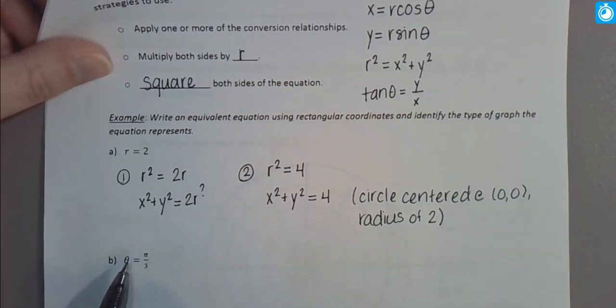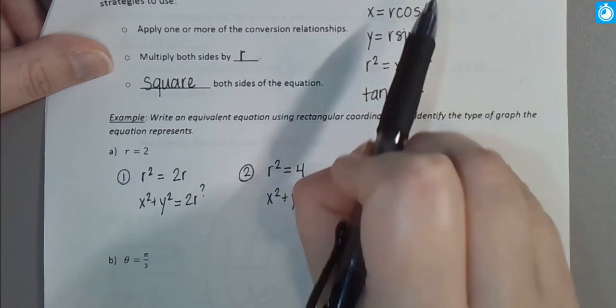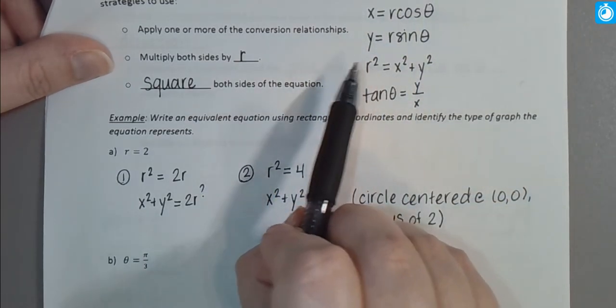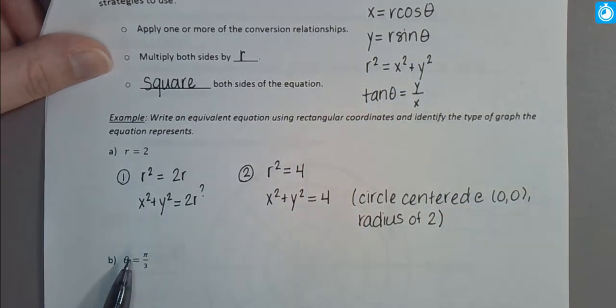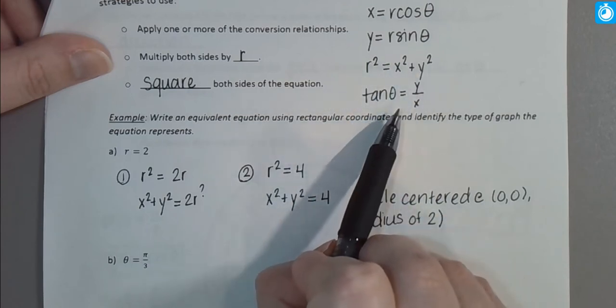Now what about the next one? Notice this one only has a theta, it doesn't have an r. So we don't have any trig functions, we don't have an r, so these two conversions are not going to help us. Again, we don't have an r, so we can't use the third conversion. We want the conversion that only involves theta, which is going to be our final conversion. Tangent of theta is equal to y over x.